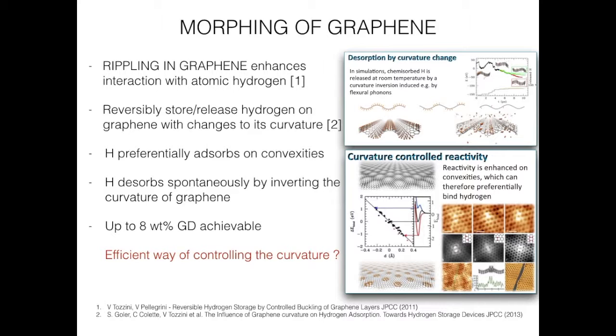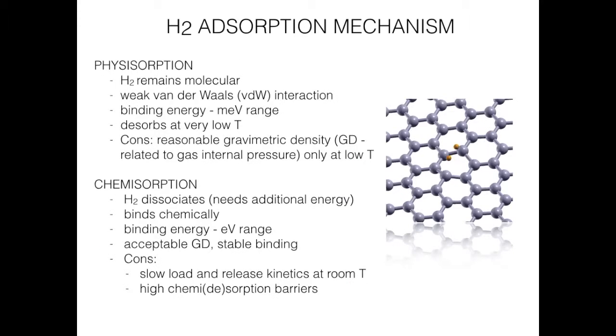the target set by the US Department of Energy, and reversibly store and release hydrogen by external control of local curvature at room conditions with fast kinetics. The problem is now reduced to finding an efficient way of controlling the graphene curvature with respect to molecular hydrogen adsorption-desorption. Graphene belongs to the sorbent materials.